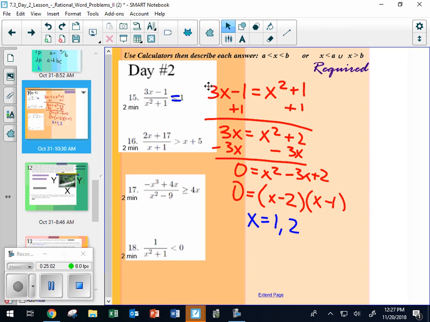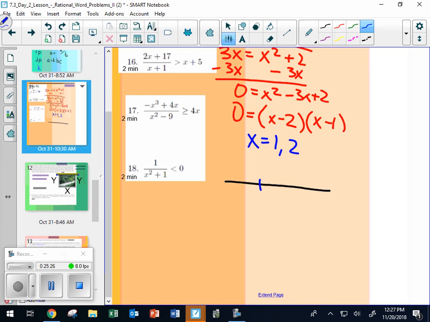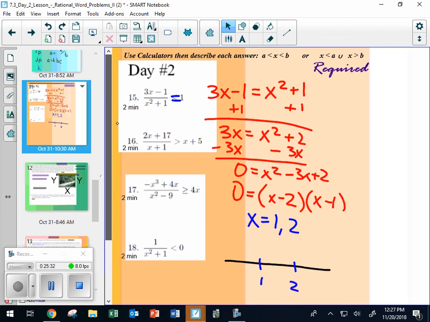And why are these x values important? What are they? Are they our roots? Our x-intercepts? Our solutions? They are. So we have found our zeros here. And because we found our zeros, now we can create a number line. And on this number line, if we put 1 and 2, we wanted to figure out when is this inequality here less than or equal to 1.